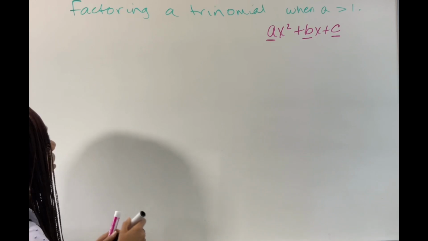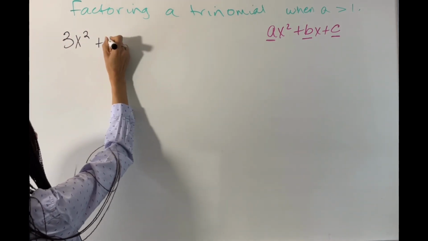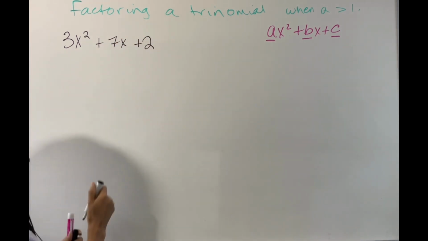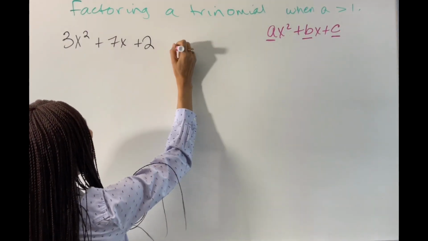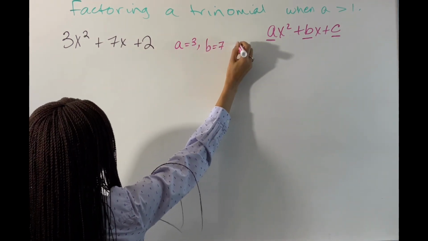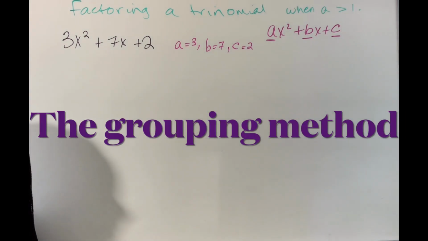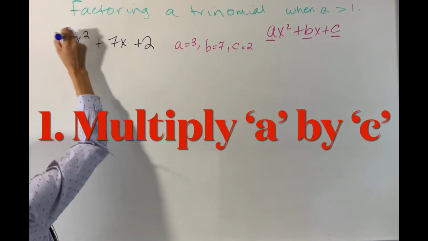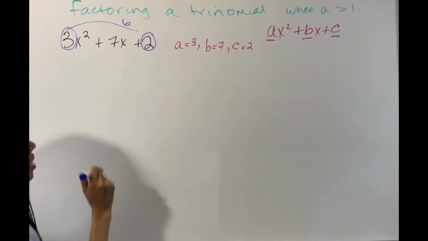So my first equation is 3x squared plus 7x plus 2. You'll notice here that your A is not 1. So A is equal to 3, B is equal to 7, and C is equal to 2. So the first thing that you're going to do with this type of problem is multiply your A with your C, and you're going to get 6 in this case.